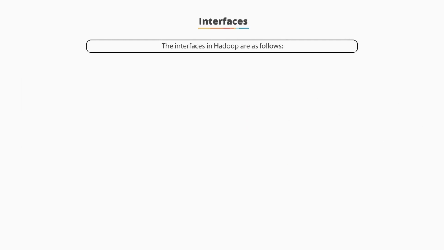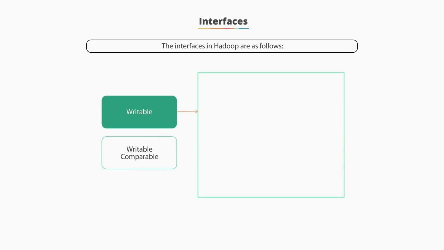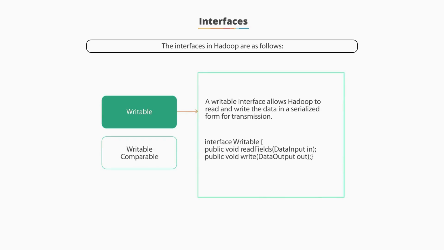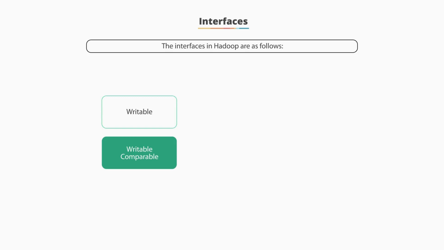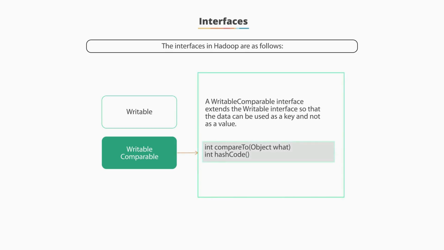The interfaces in Hadoop are writable and writable comparable. As you've already seen, a writable interface allows Hadoop to read and write data in a serialized form for transmission. A writable interface consists of two methods, readFields and write. A writable comparable interface extends the writable interface so that the data can be used as a key and not as a value. As shown here, the writable comparable implements two methods, compareTo and hashCode.